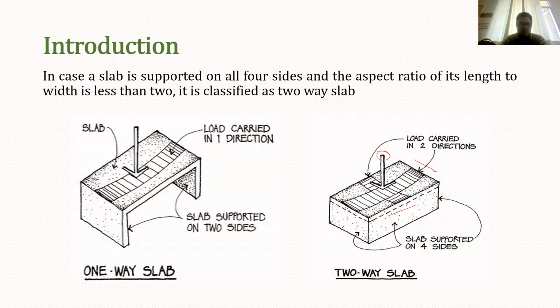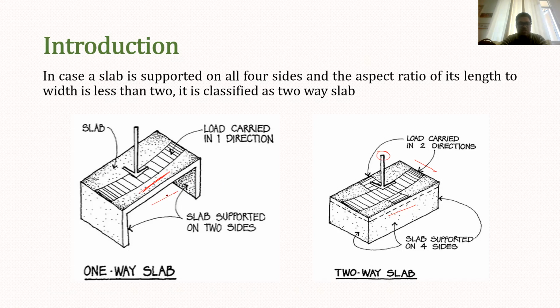Similarly, if we talk about the one-way slab, the bending is occurring along one direction only, and therefore bending will be only along one span. That is, in this case, it is along this span.